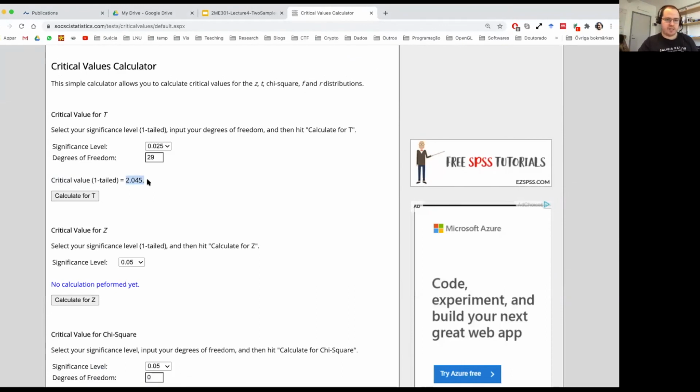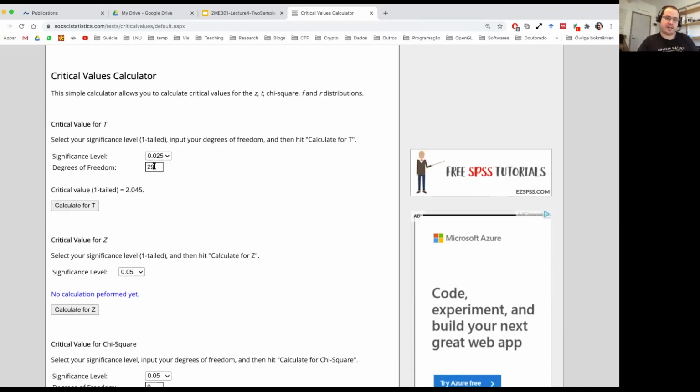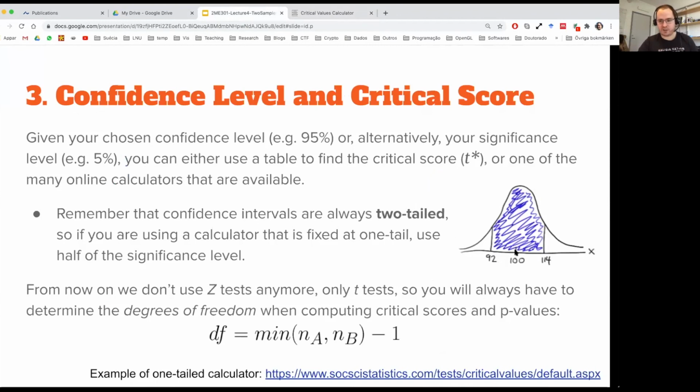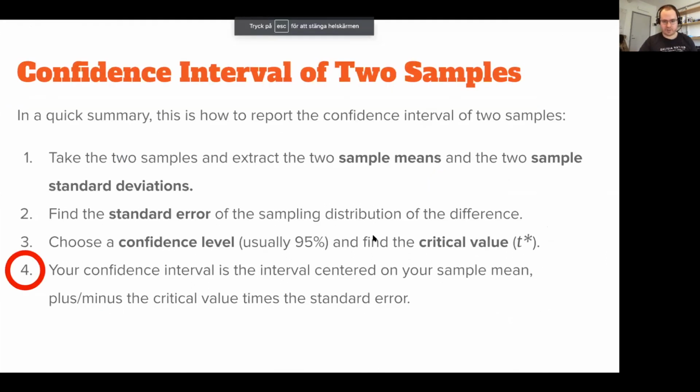And then it gives me here the critical value, one-tailed, is 2.045. So you see, it's a little bit more than 2, right? And that's because the sample is close to 30. But anyway, this is my critical value now. So what does that mean? Well, if I go back to the slides here, it means that in order to reach the left-hand side, I would use 2.045 times my standard error. And to go to the right-hand side, I would use 2.045 times my standard error again, right? And we will do that in an example very quickly, hopefully.